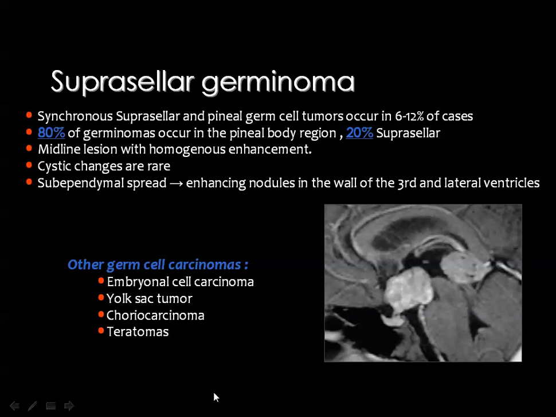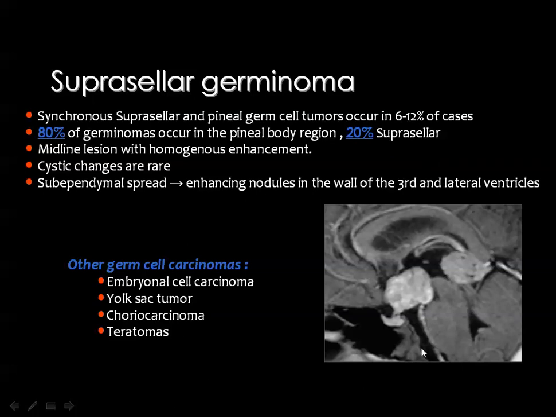Suprasellar germinoma, also known as ectopic germinoma, and the presence of suprasellar germinoma together with a pineal germinoma, the incidence is about 6 to 12% of cases. 8% of germinomas occur in the pineal body, and 20% occur in the suprasellar area.